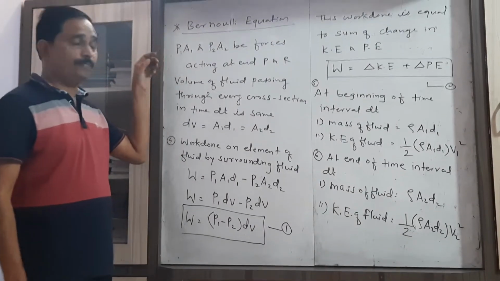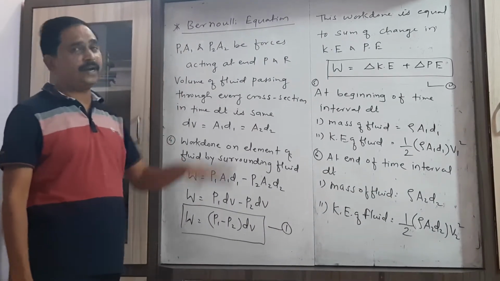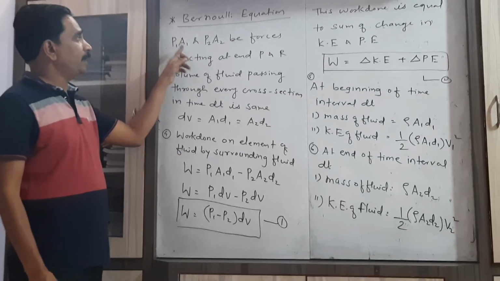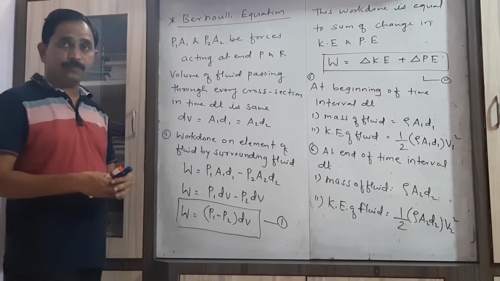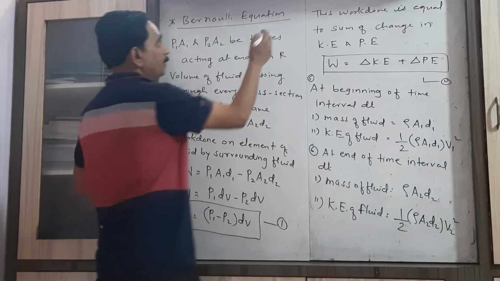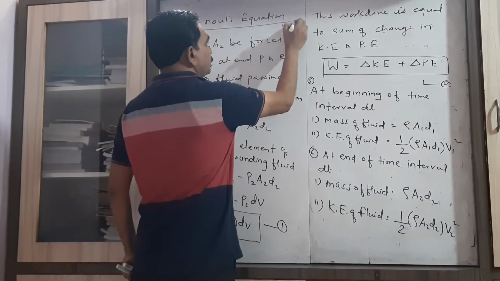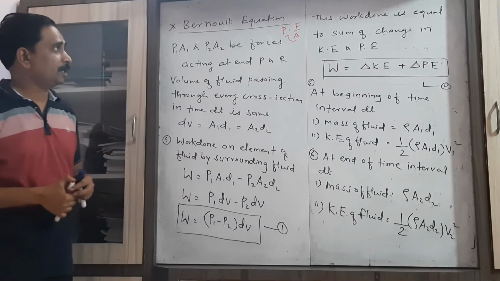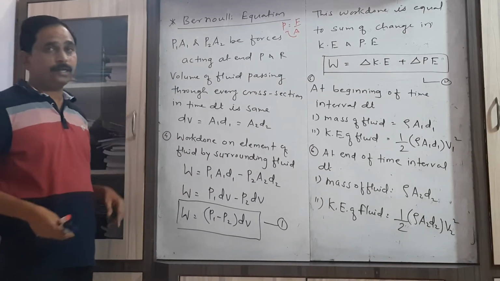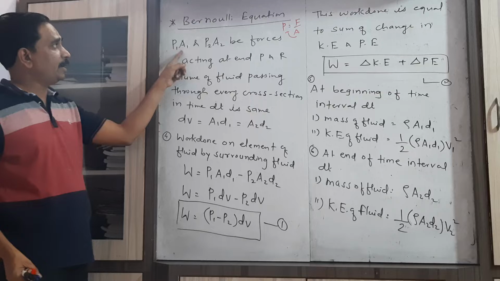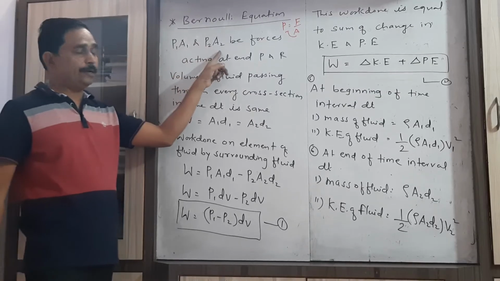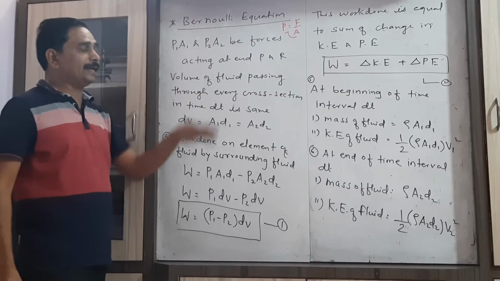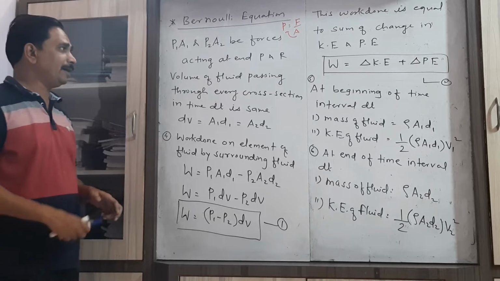Here consider the forces acting at the two ends again. Now P1A1 and P2A2. We derive this formula from pressure equal to force upon area. Therefore, force equals pressure into area. So that's why right here P1A1 and P2A2 are the forces acting at the two ends, that is P and R.